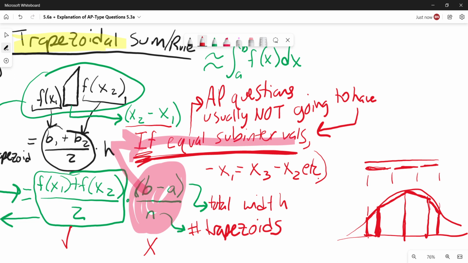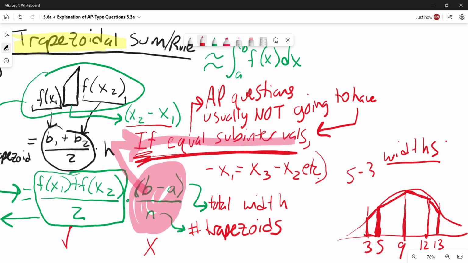So they would give you, let's say, 3, 5, 9, 12, 13, right? Well, then the widths you would just have to calculate individually. 5 minus 3 is 2, right? 5 minus 3 equals 2. That's that width. 9 minus 5 equals 4.